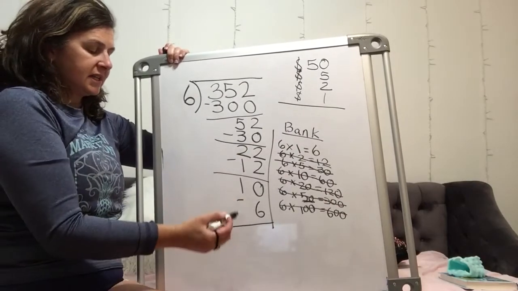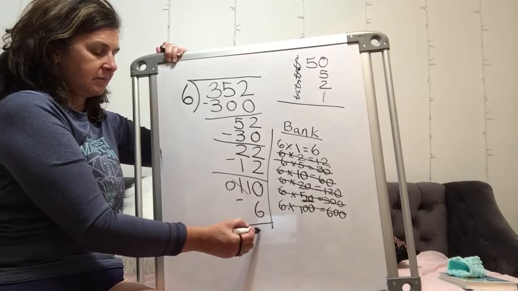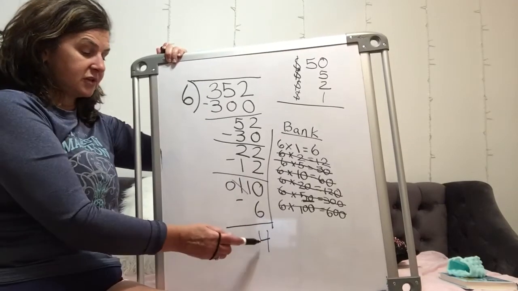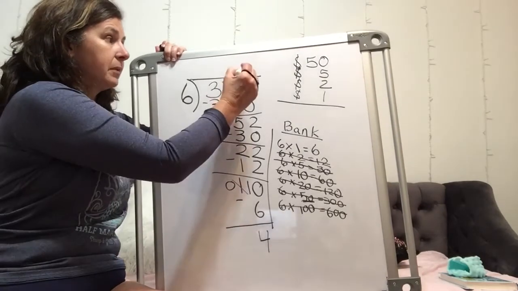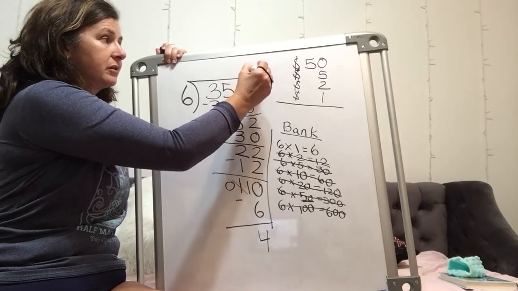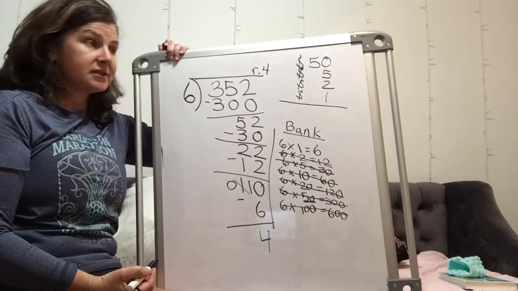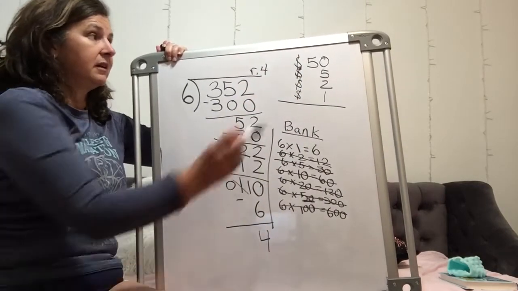10 minus 6, 0 can't take away 6, that becomes a 0, that becomes 10. 10 minus 6 is 4. Now I know that I'm finished because 4 is smaller than 6, and 4 becomes my remainder. But to find out what my quotient is, or what my answer is, I have to add all the money that I used for my bank.